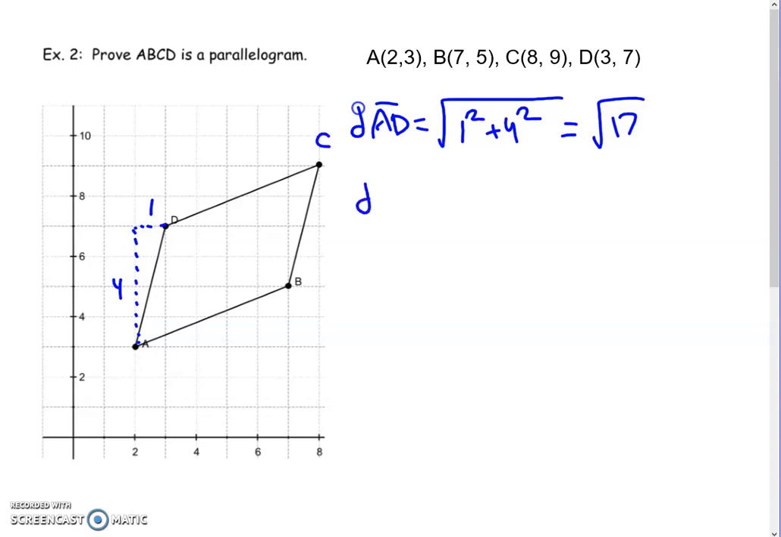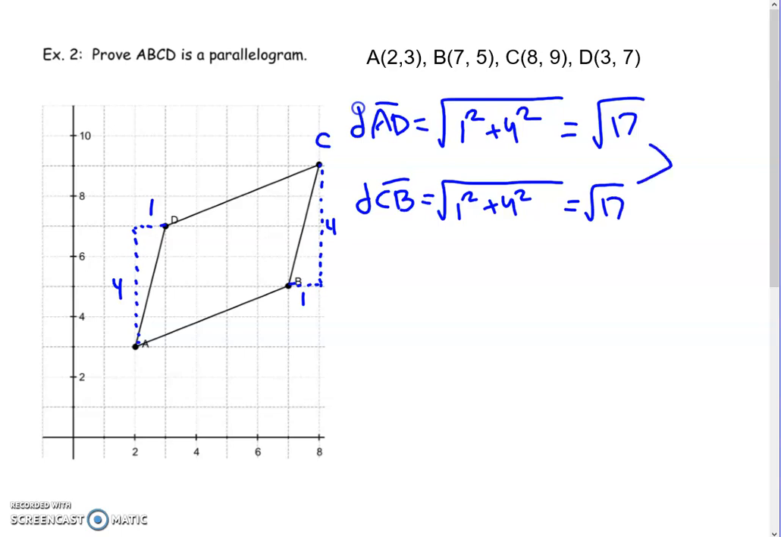Next, I'll find the distance of CB. And notice once again, 1 and 4. We get the same numbers. That always works out nicely with a parallelogram because we know the opposite sides must be equal. So don't forget to make a little note here and say AD equals CB. And now let's find the other two sides.